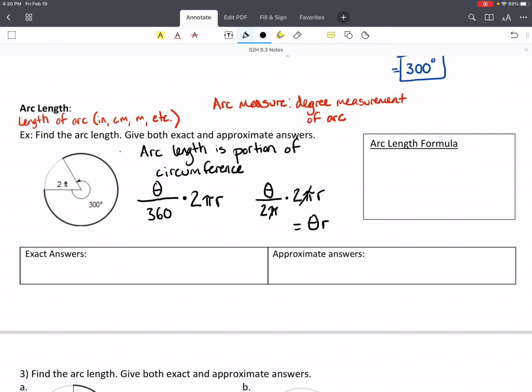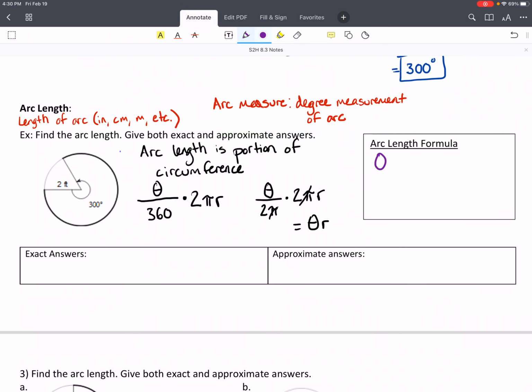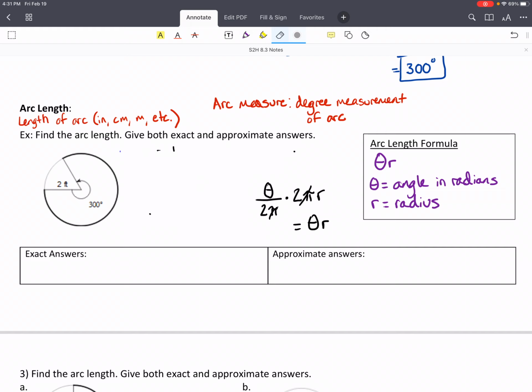So the arc length formula is, let's do this in purple, theta times r. Theta is the angle in radians. R is the radius. Well, think about that more. That makes sense. A radian is how many radius lengths it takes to get around the circle, which means I have the radius. So it's like, how many radius lengths is it to get around? That's why I take radians times radius.